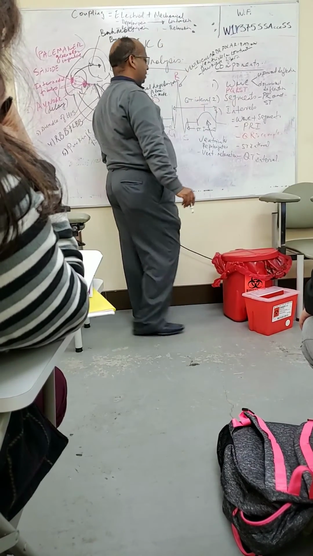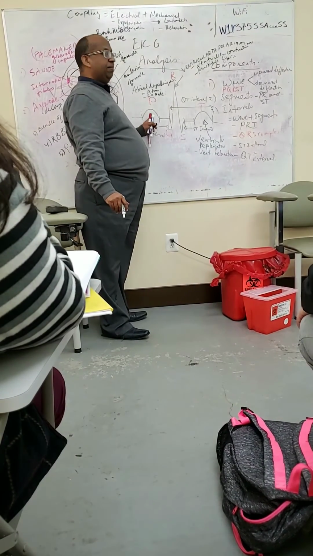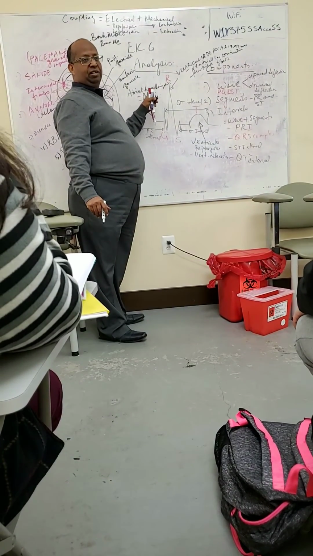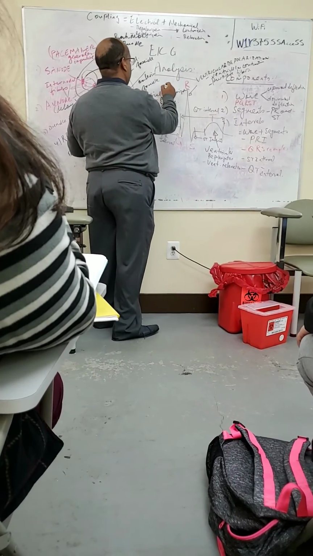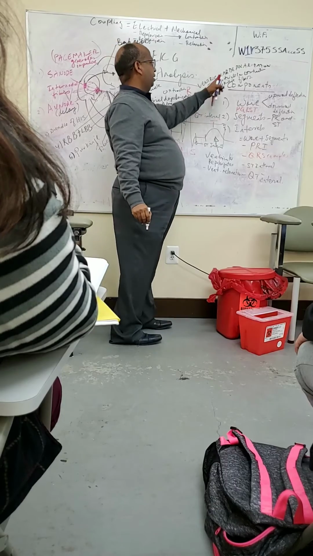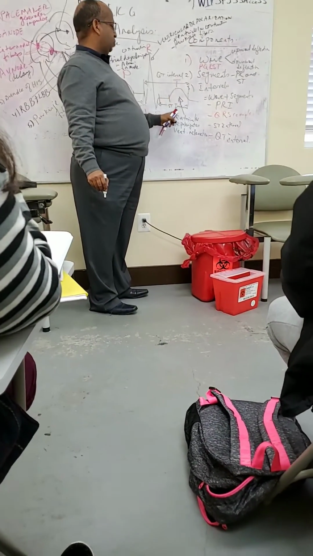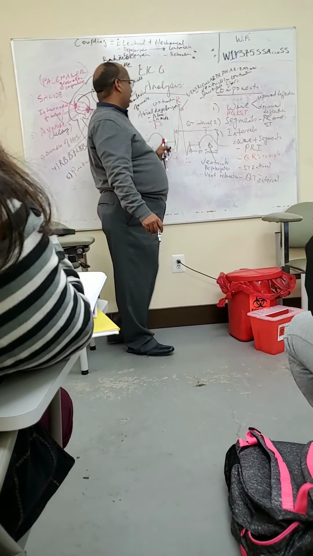So now, look, I got this. P wave is what? Atrial depolarization, which is atrial contraction. QRS is ventricular depolarization, contraction. T wave is ventricular repolarization, ventricular relaxation. Now, where is the atrial relaxation?